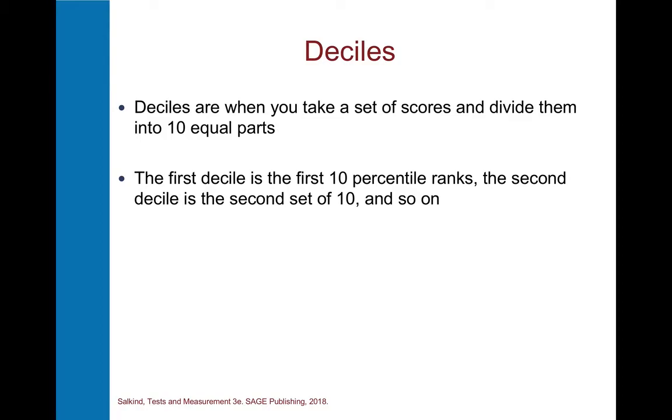So as you already know, or you can probably guess, a percentile is 1 out of 100 parts of an entire set of scores. That's why it ranges from 1 to essentially 99. Therefore, if you took a set of scores and divided it into 10 equal parts rather than 100, you then have a set of deciles. The first decile is the first set of 10 percentile ranks. The second decile is the second set of 10, and so on and so forth.